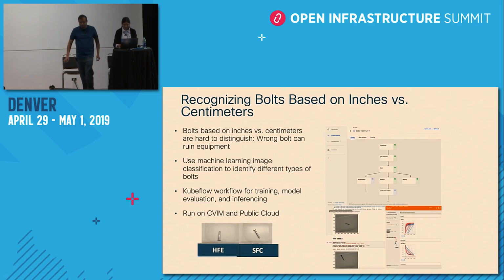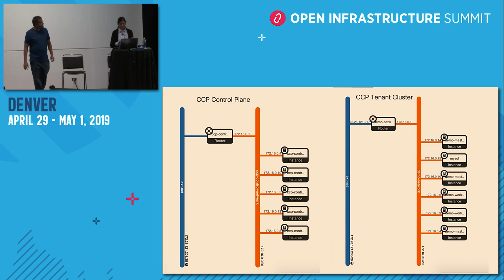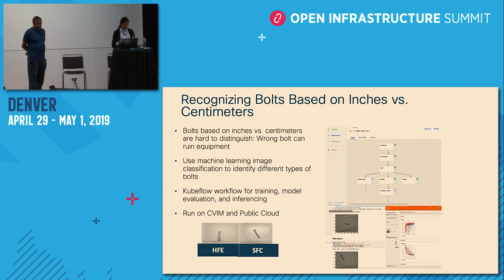Before we started the demo, we actually wanted to show you the topology of how it looked on the OpenStack cluster. You can see we use floating IP to be able to access the Kubernetes API server. This is a CCP control plane, and this is a tenant cluster. And then this is a summary of the example that we saw today.